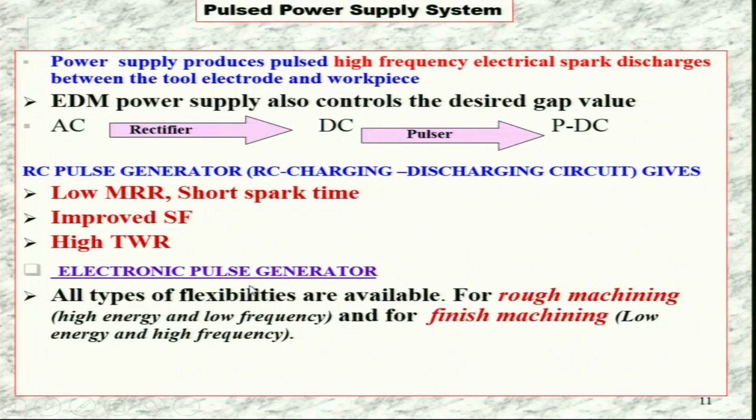Electronic pulse generator, all types of flexibilities are available with the electronic pulse generator. For rough machining you use high energy and low frequency pulses, and for finish machining you use low energy and high frequency pulses. This is true for EDM as well as EDMM.